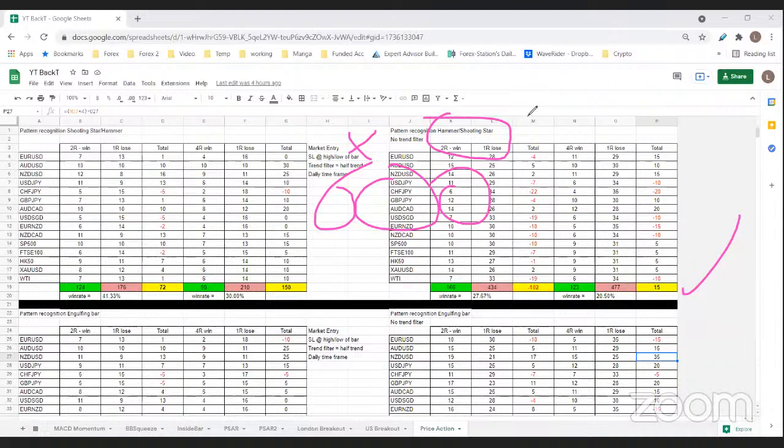Of course, if anybody is interested, please expand on the testing. If I'm really interested in something, I would test across all 28 or 29 pairs, at least to get a reasonable sample size. When I say reasonable, I peg it at about 100. So that's shooting stars.